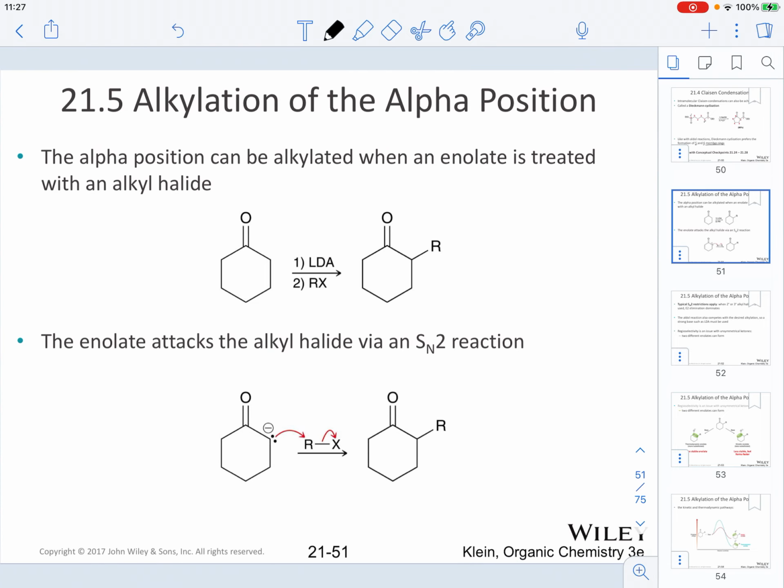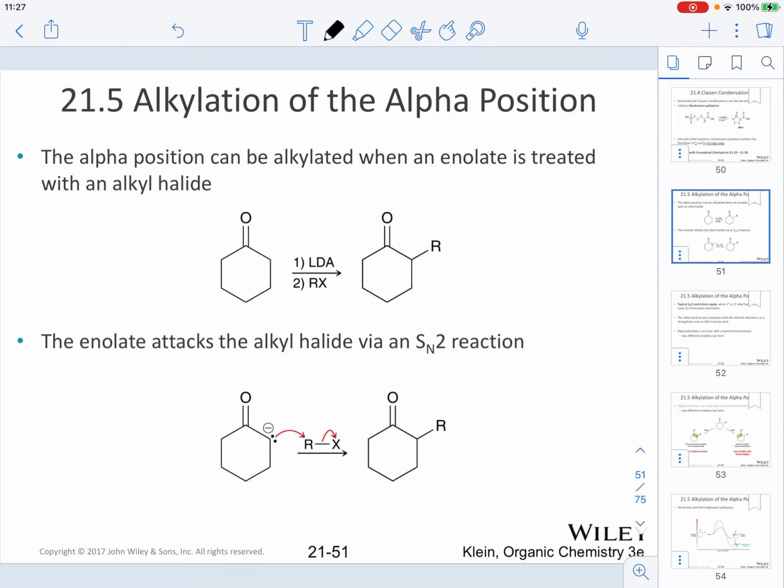Now we are going to move on to talk about the alkylation of the alpha position. We already talked about halogenation. Now, understand that the alpha position can be alkylated when an enolate is treated with an alkyl halide. As you can see in the example that we have in the general reaction, in the first step of the reaction, we're going to utilize LDA. That's what's going to be creating our enolate.